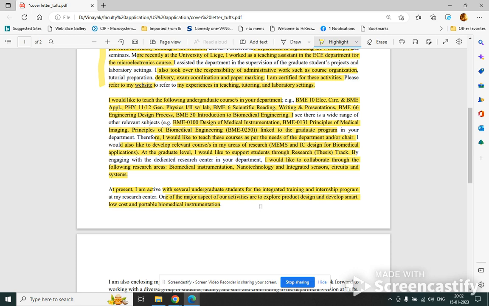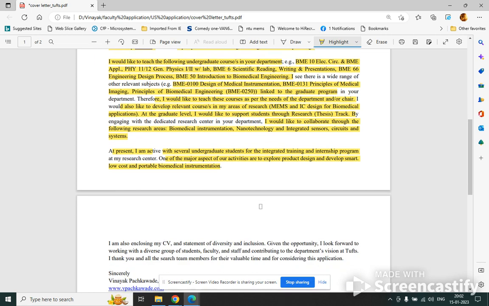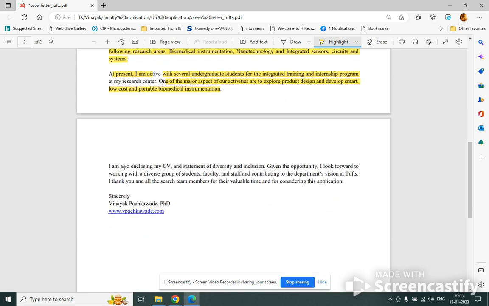So, in this couple of lines, I'm telling them how I will be useful to your department, to your students, and how my experiences in this field would be useful. The final two lines, on the closure of this cover letter, would be like this.